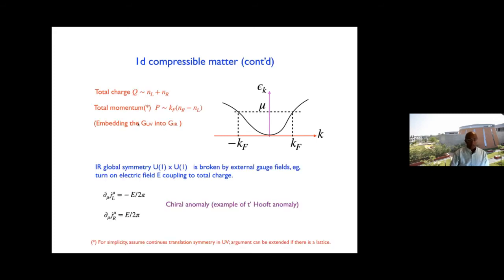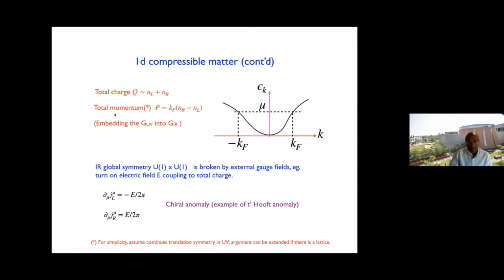Now, so that's the theory. So we can ask about how the microscopic symmetries embed into the low energy theory. Now, the total electrical charge is very simple. It's simply the sum of the left moving charge and the right moving charge. So Q, the total charge, is n left plus n right.